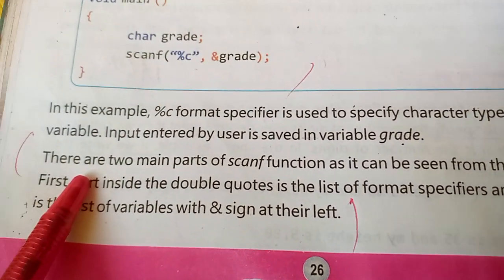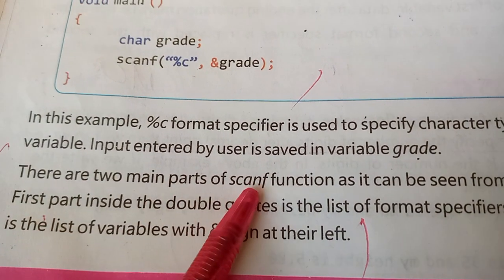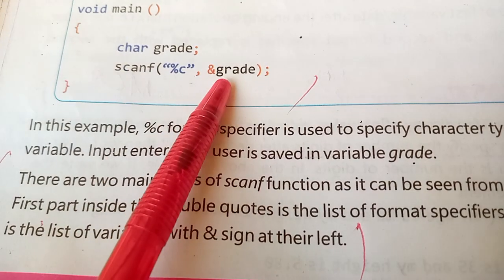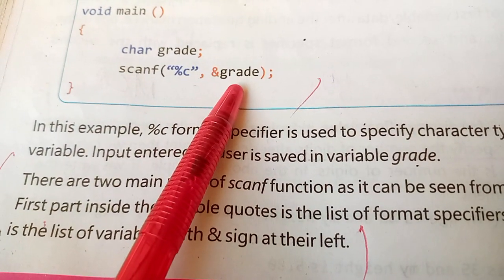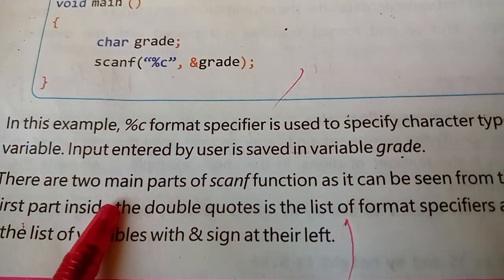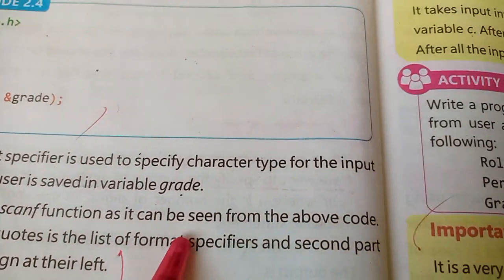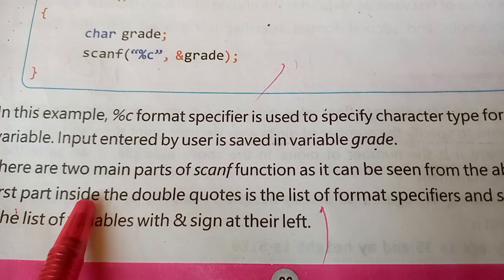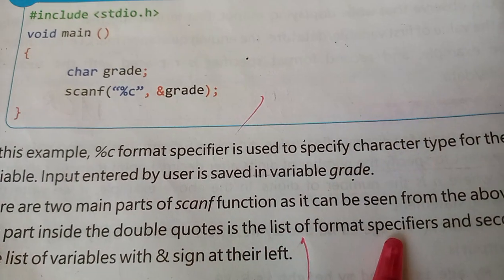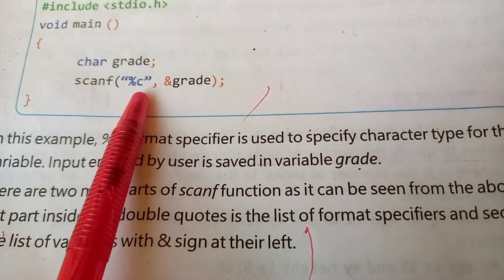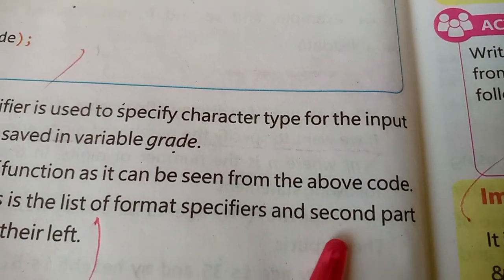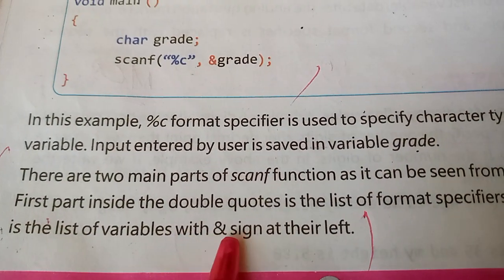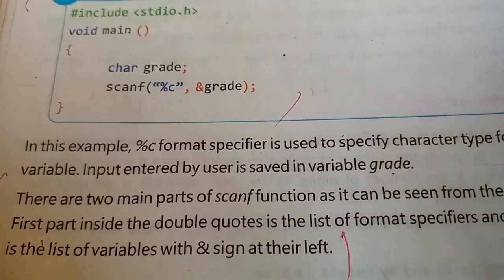Here's another short question: how many parts does a scanf function have? A scanf function has two parts. One is the format specifier and the next one is the variable or list of variables. There are two main parts of the scanf function, as can be seen from the above code. The first part, inside the double quotes, is the list of format specifiers, as you can see here. And the second part is the list of variables with an & sign at their left.